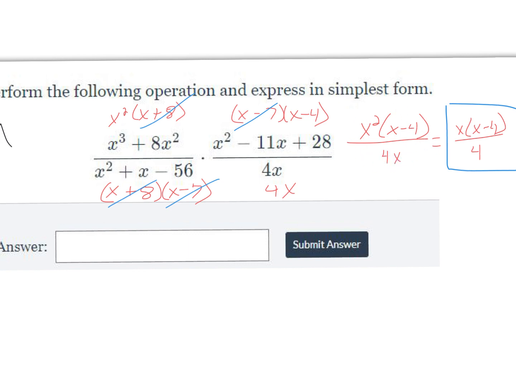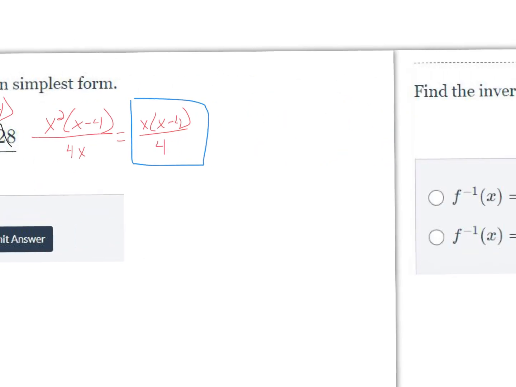And then if we're going to simplify that further, this x squared divided by 4x becomes x over 4, so that one of the x's in the numerator of this x squared and this x in the denominator cancel, and we're left with 1 at the top. So that simply becomes x times x minus 4 over 4. All right, moving along.